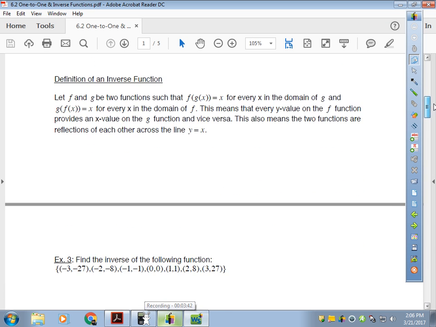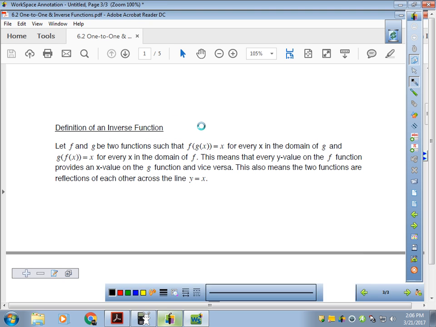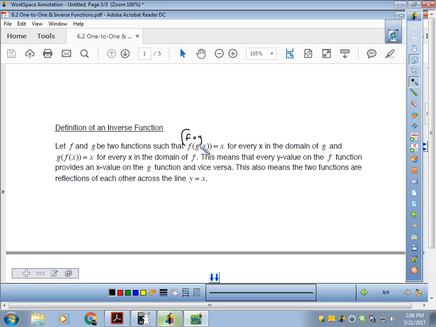Now, why do we talk about one-to-one functions? Well, one-to-one functions are related to inverse functions, and we'll talk specifically how they're related in just a second. But let's talk about inverse functions a little bit. If you have two functions, f and g, such that f of g of x, which is f composed with g of x, equals x for every x in the domain of g, and g of f of x equals x, or g composed with f of x equals x, for every x in the domain of f.